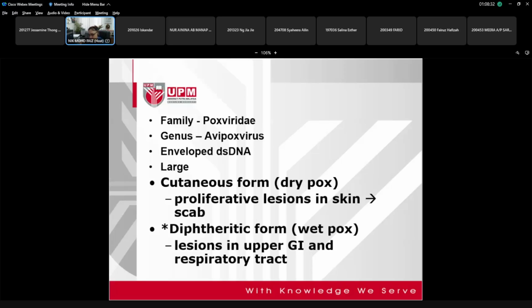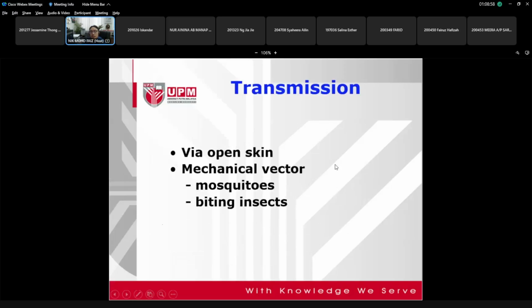Okay. The pox virus can divided into cutaneous form and the diphtheritic form or the wet form, dry form and wet form. The dry form is the one that causing skin lesions. So basically it's the same virus je. Tapi dia boleh produce two form of manifestation. Okay. Proliferation of lesion at the skin which scab, or it can also infect the oral cavity, lesion in upper GIT and the respiratory tracts. The transmission is through open skin and vectors, okay, which is mosquito and biting insect.